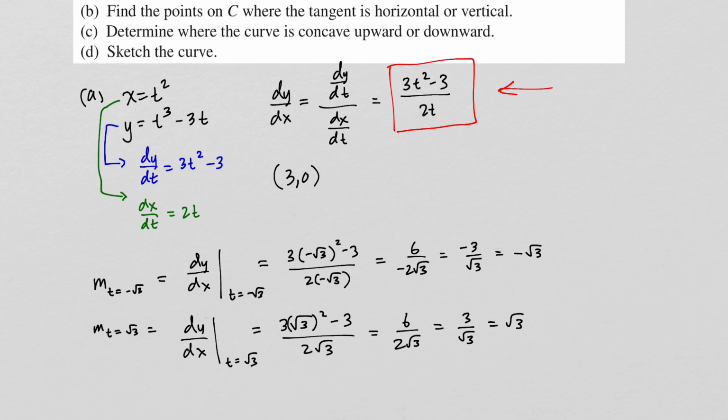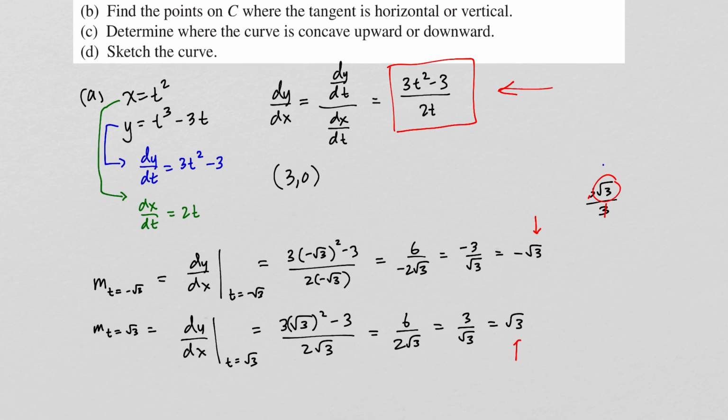Just a quick note about simplifying 3 divided by radical 3. All we have to do here is multiply by radical 3 in the numerator and the denominator. This gives us 3 radical 3 divided by 3, and then the 3's cancel out. So that's how I'm getting both of these values here.